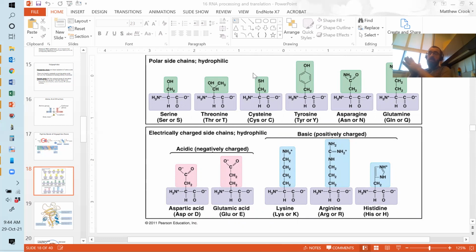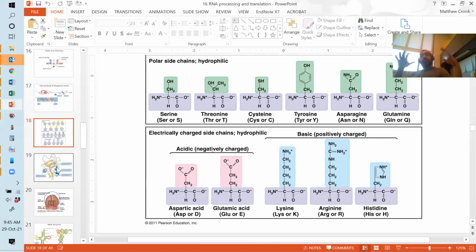In fact, insulin has a bunch of these, right? So as insulin is sliced and diced in the Golgi body, those disulfide bridges hold the different bits of the insulin protein together.